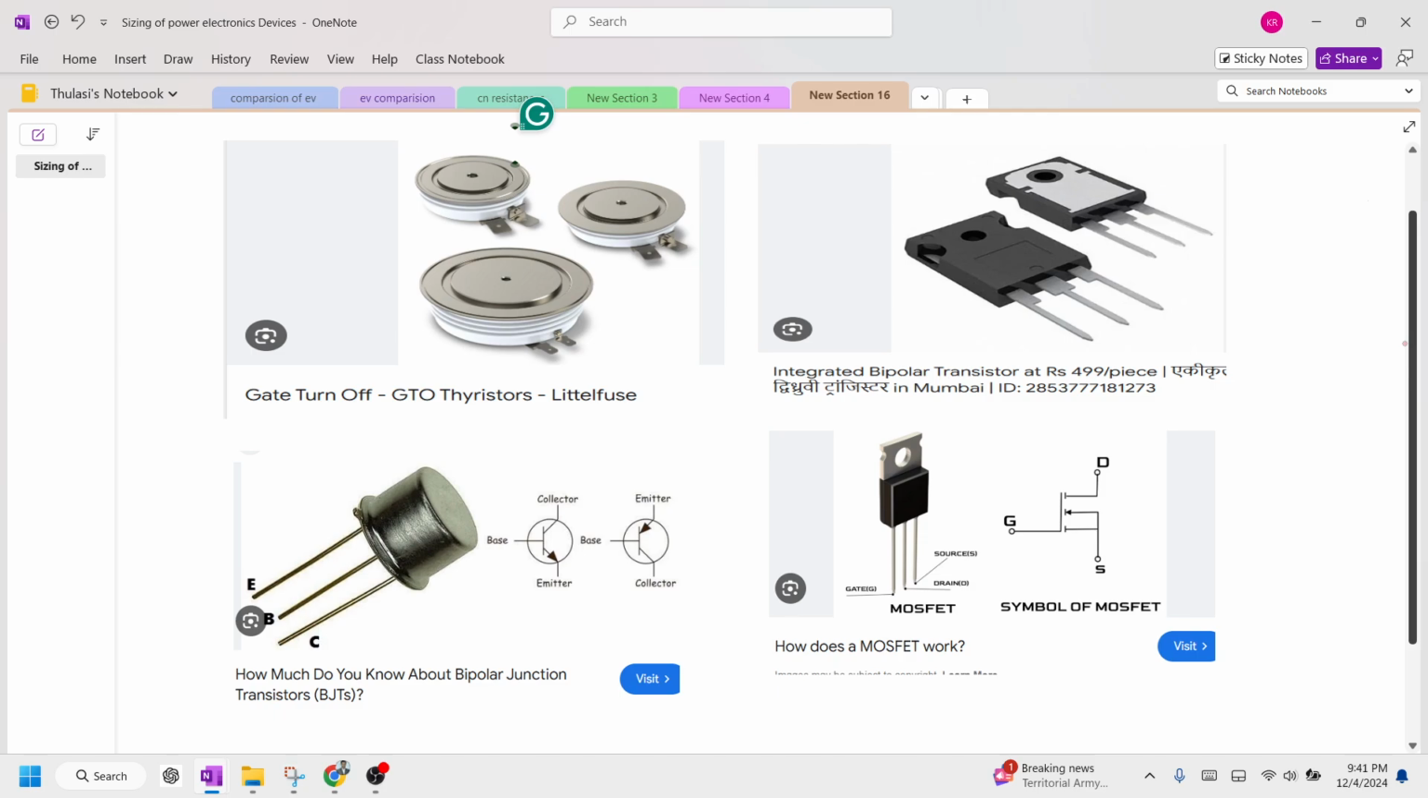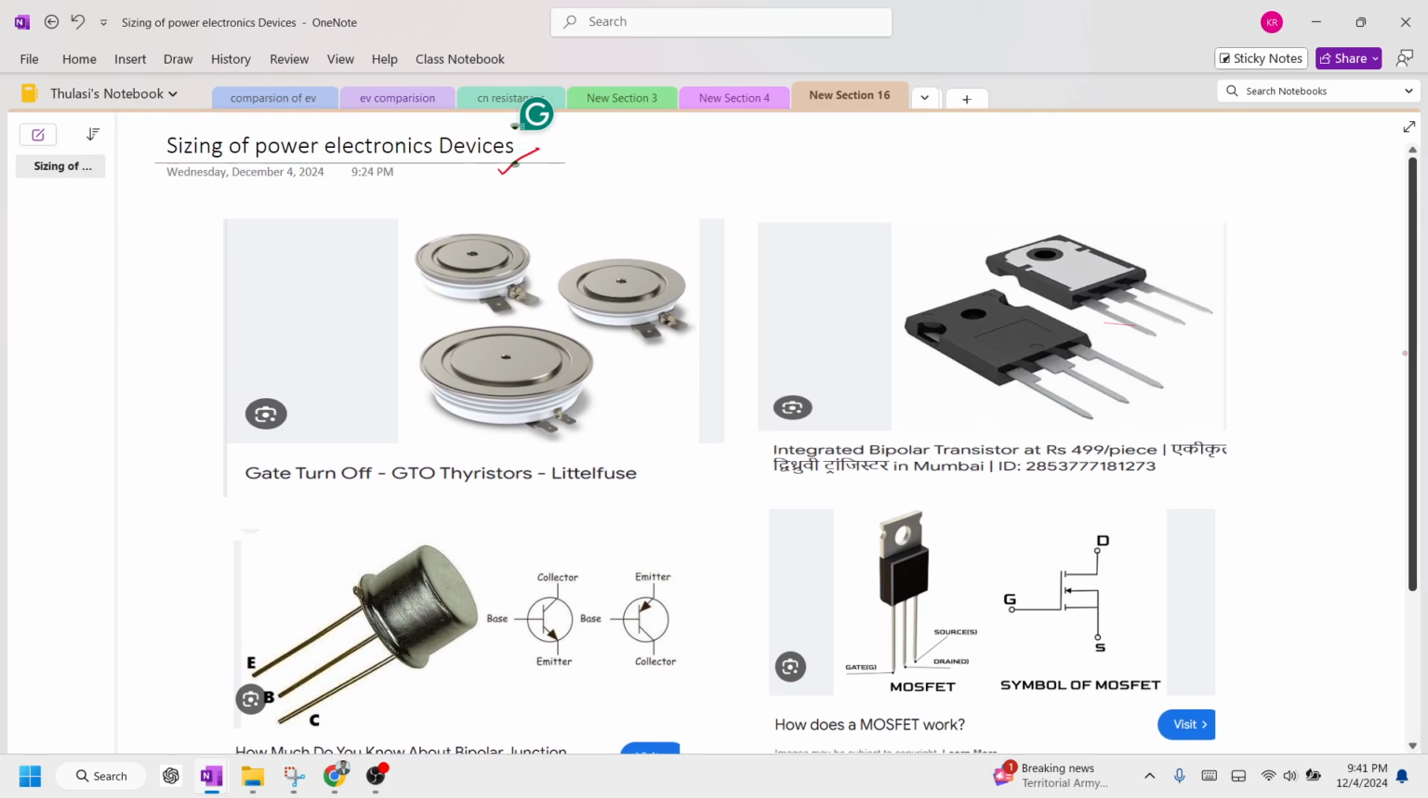How do we select whether to choose a GTO, an IGBT, a BJT, or a MOSFET? Which device has to be selected? What should be the size of this device based upon the current and voltage rating? That is what we are going to discuss: which type of component is required in the design of an electric vehicle. That is called the sizing of power electronic devices.